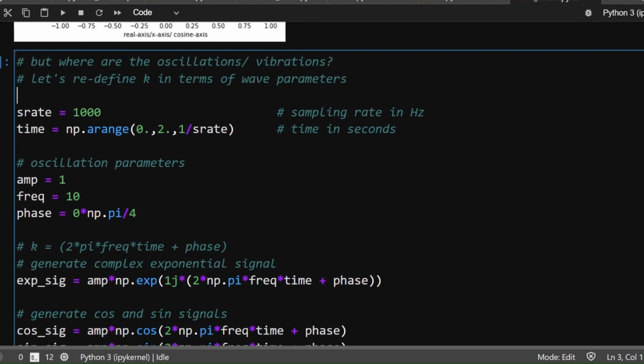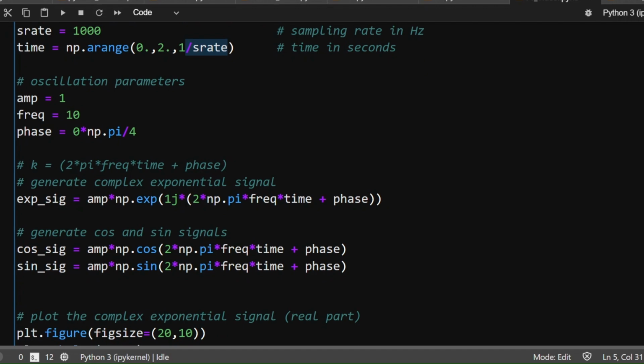So let's redefine k. Starting with a variable called sampling rate. Let's say I'm going to take 1,000 samples. The sampling rate is in hertz. And I'm going to generate the time axis. Earlier I was dealing with x and y axis. Now I'm going to be dealing with the time axis, which is going to be my x-axis. And I want my signal to start from 0 seconds and go on to 2 seconds, in steps of the sampling rate. So that's how I'm going to generate my time in seconds.